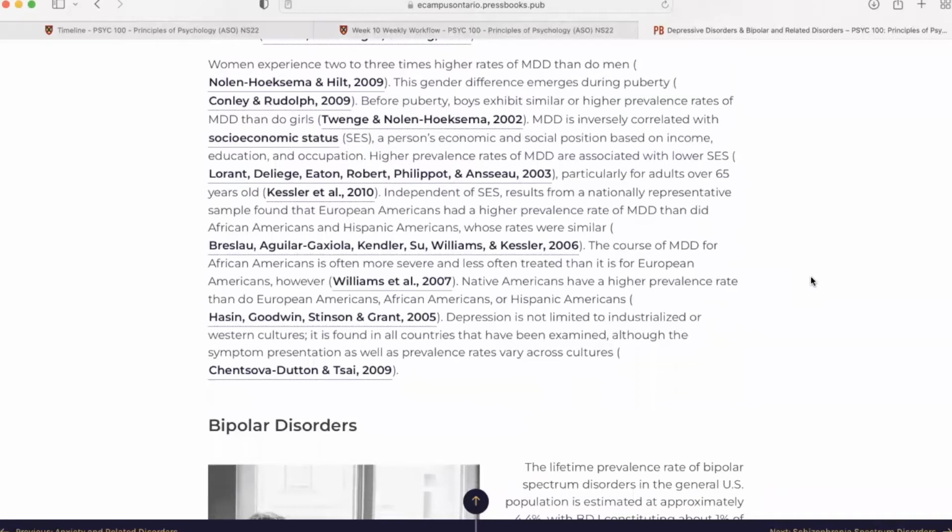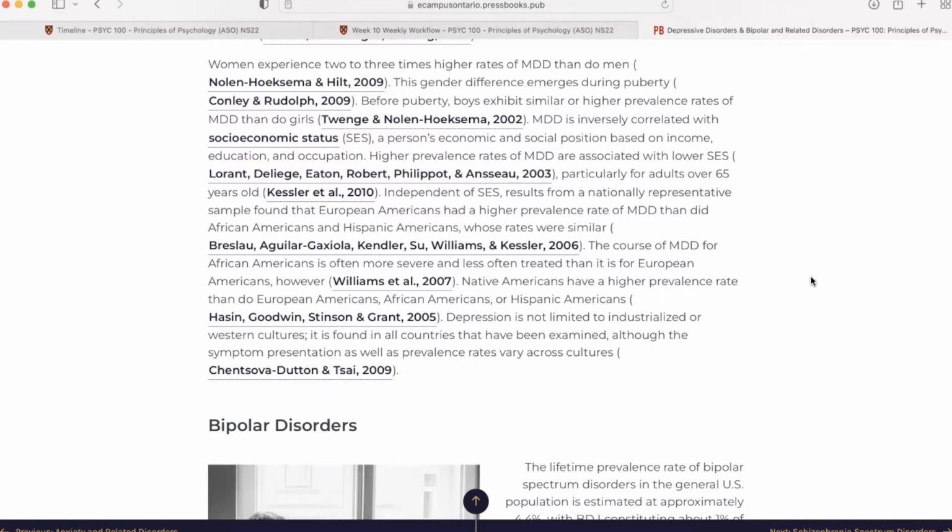Independent of SES, results from a nationally representative sample found that European Americans had a higher prevalence of MDD than did African Americans and Hispanic Americans, whose rates were similar. The course of MDD for African Americans is often more severe and less often treated than it is for European Americans. However, Native Americans have a higher prevalence rate than do European Americans, African Americans, or Hispanic Americans.